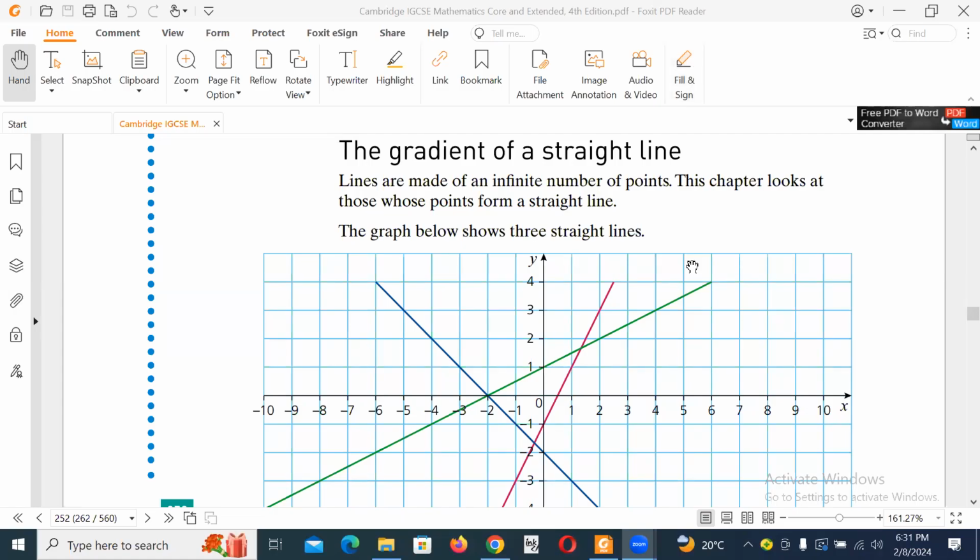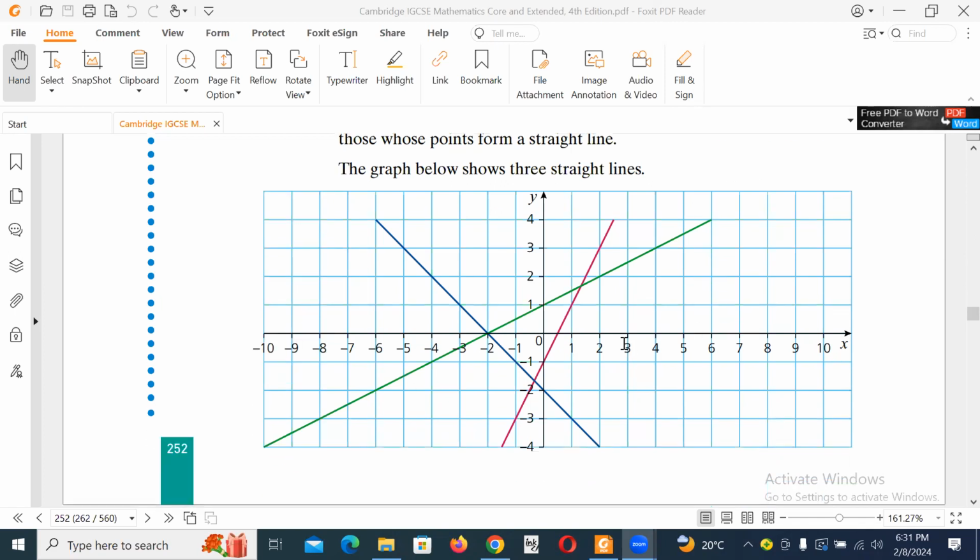Yes, viewers, now we will discuss the gradient of straight lines. So straight lines can be sloping or vertical or horizontal. So here you can see the different types of lines. When you see the line going from left to right up, we always find a positive gradient. When it is steeper, that means you will find a bigger gradient as well. And when the line goes from left to right down, the gradient is always negative.